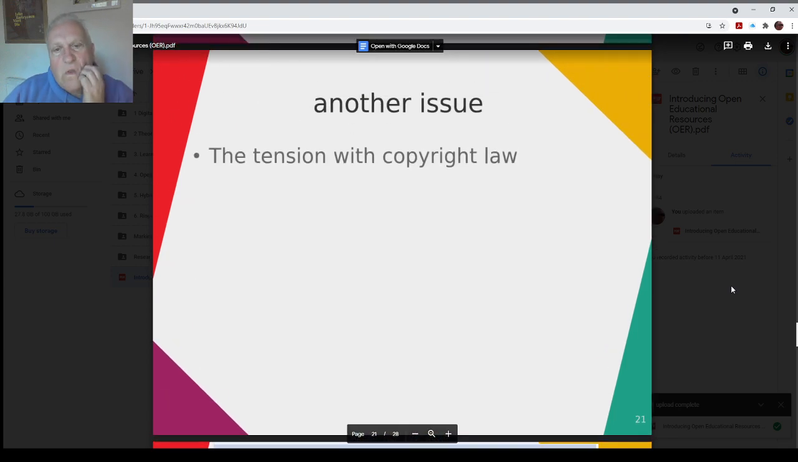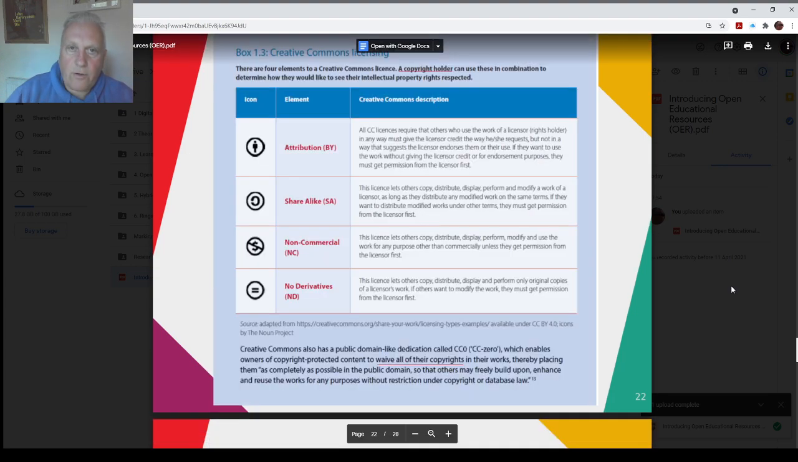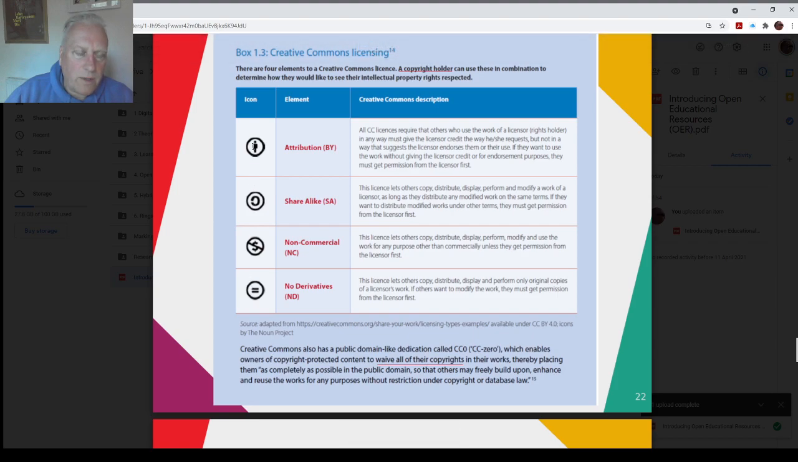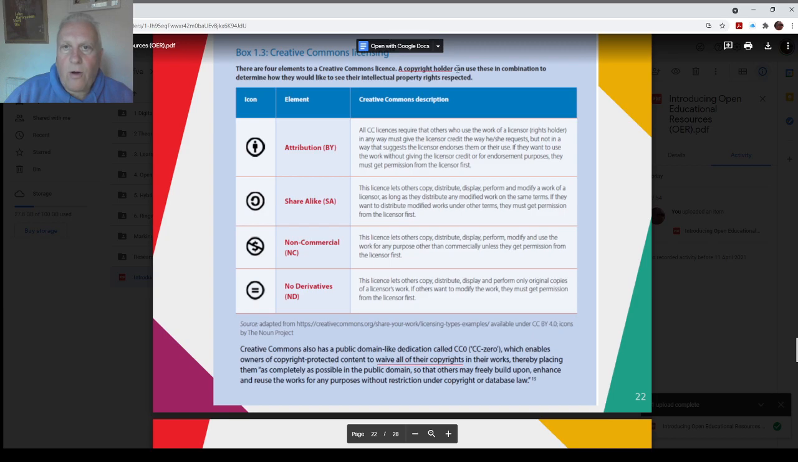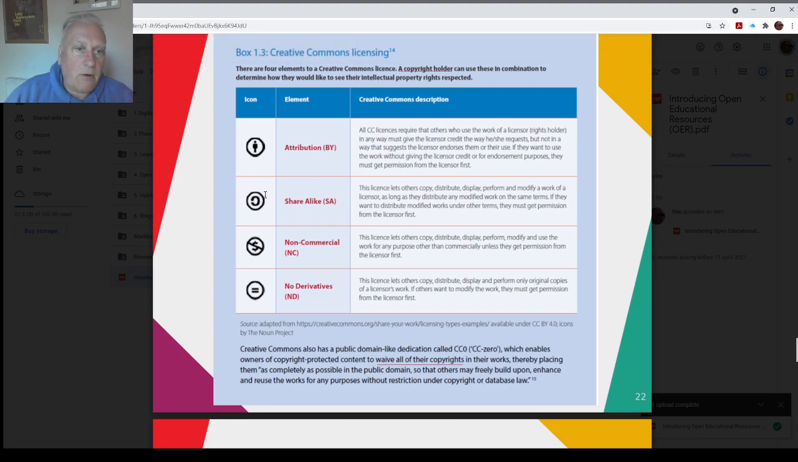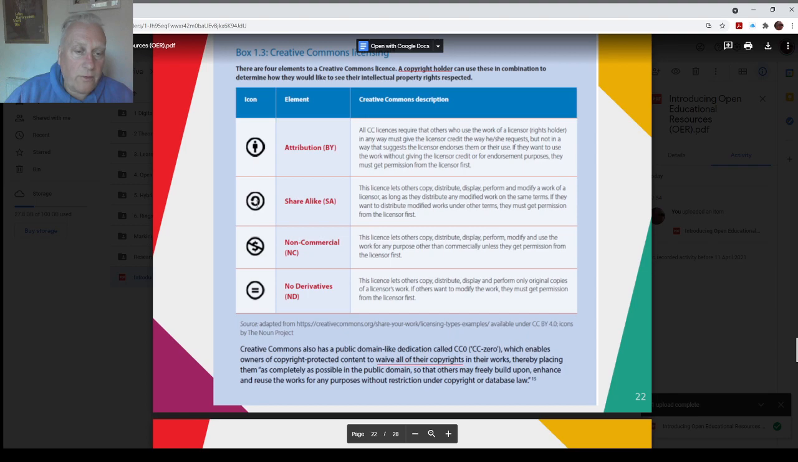There's a tension with copyright law, and I'm not going to go into detail on this, I just have to show you it briefly, but what they've come up with is called the Creative Commons. This is a big thing. You'll see these symbols on lots of the resources as open education resources. You might have seen them before. These are where the copyright holder can use these in combination to determine how they would like to see their intellectual property used. So there's lots of different types. Share alike, that's quite a common one. You'll see that on quite a few resources.